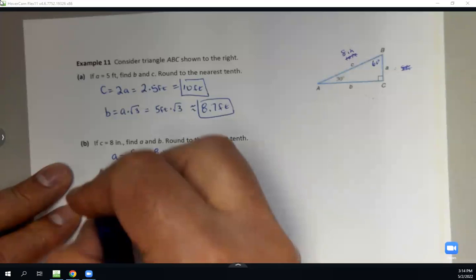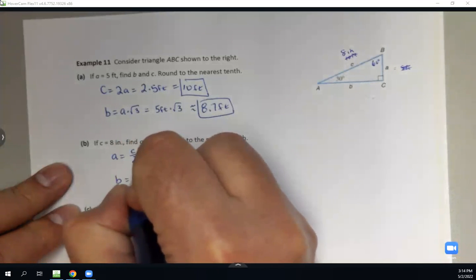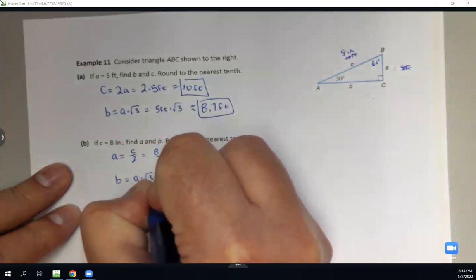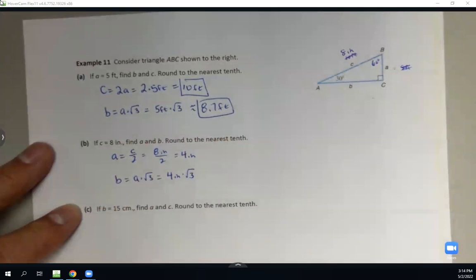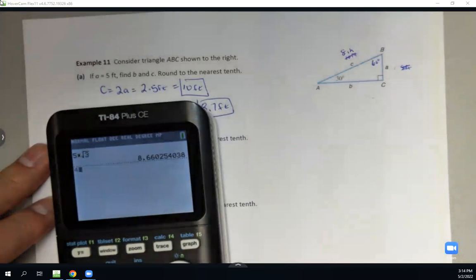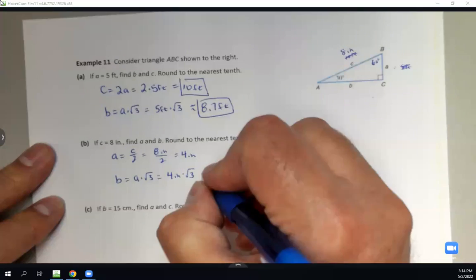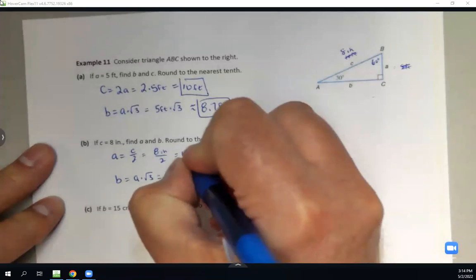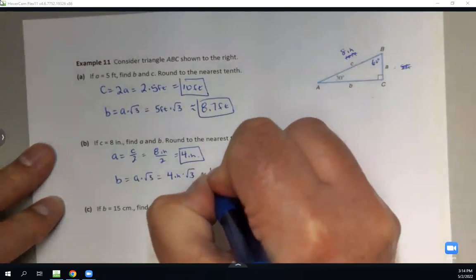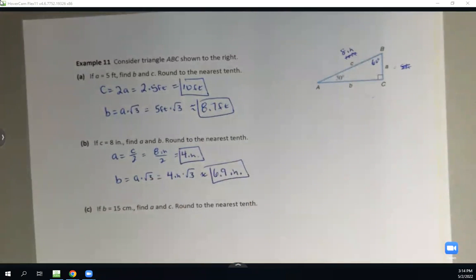And now once I know that, B is equal to A times the square root of 3. So that's going to be 4 inches times the square root of 3. So that's going to be about 6.9 inches if I round to the tenths as directed. Make sense?